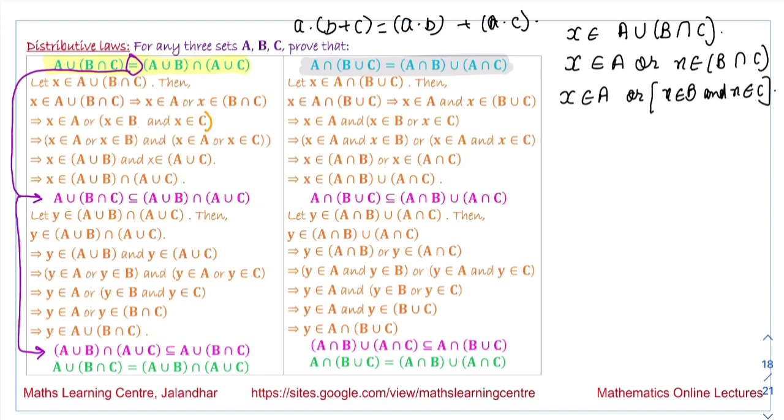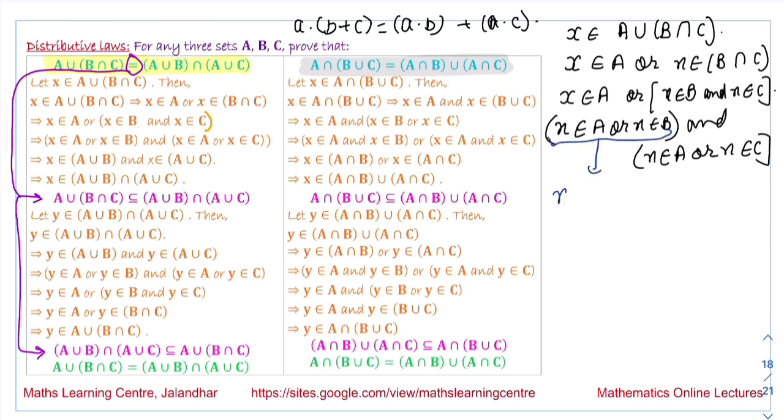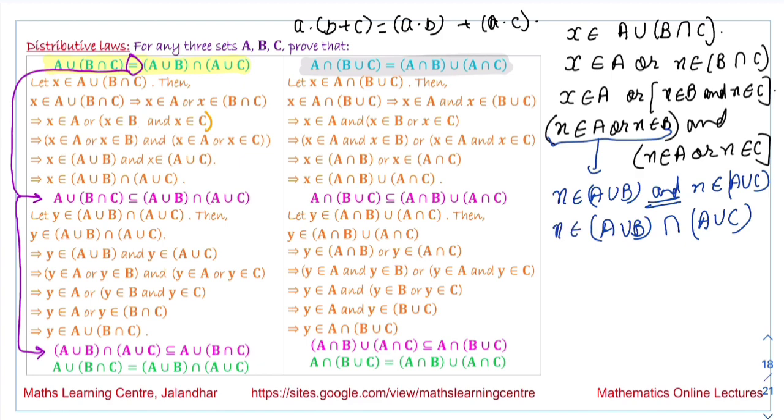We have this condition over here. So what we can say is that X belongs to A or X belongs to B, and X belongs to A or X belongs to C. Now what this means is X belongs to A union B and X belongs to A union C. Now what this "and" means over here is A union B intersection A union C. So what we get is that for X belonging to A union B intersection C, X belongs to A union B intersection A union C.